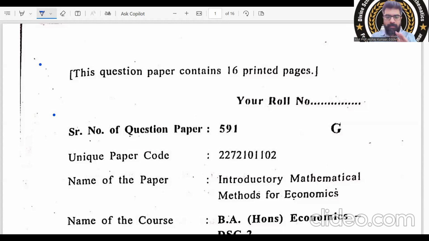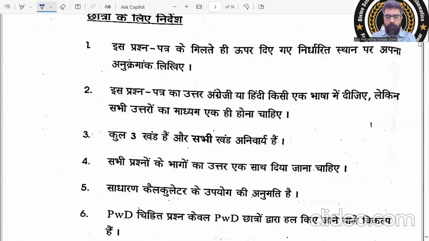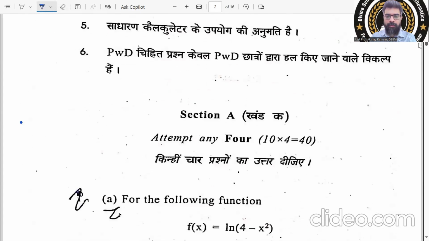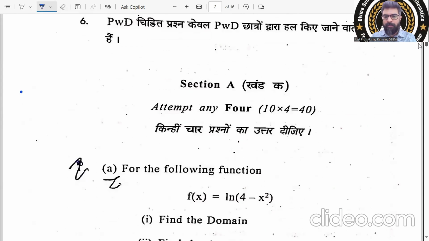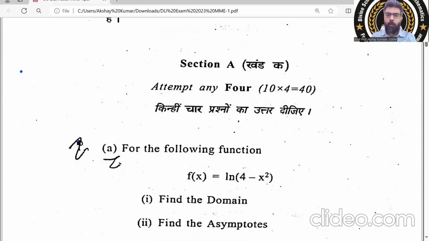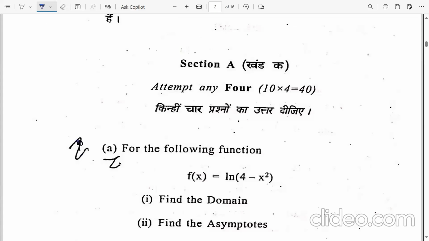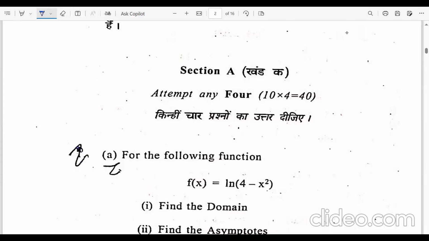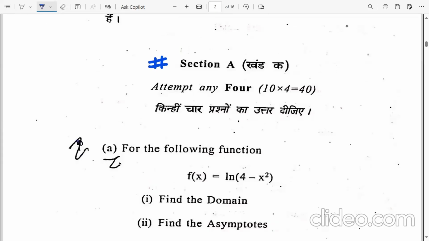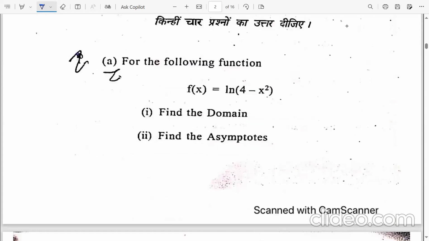So all students can see the question paper on your screen. In this particular lecture, I'm going to start with the discussion of problems from section A, which has come up in this particular paper. So let's quickly start with this lecture. Let's look at the problems from section A. So this is question number 1, which all students can see on your screen.